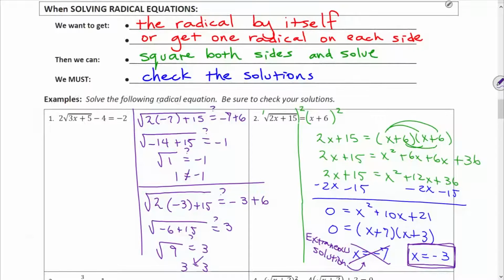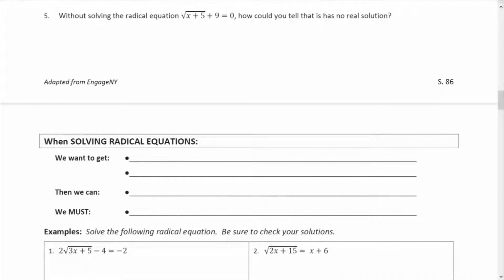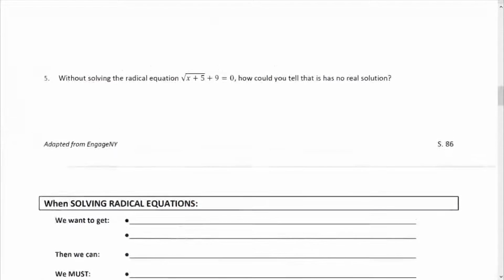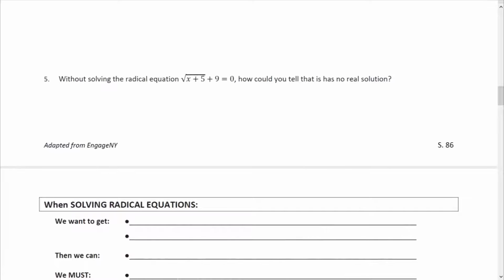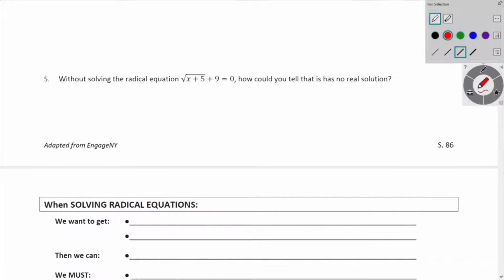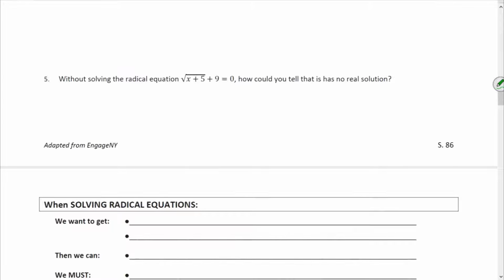Okay, there's one last idea that I want to bring up before we end this video. That's up here, number 5. Without solving the radical equation, the square root of x plus 5 plus 9 equals 0, how could you tell that this has no real solutions? Well, let me show you. The first step we would do is to get the radical by itself by subtracting 9 from both sides. And I get the square root of x plus 5 is equal to negative 9.